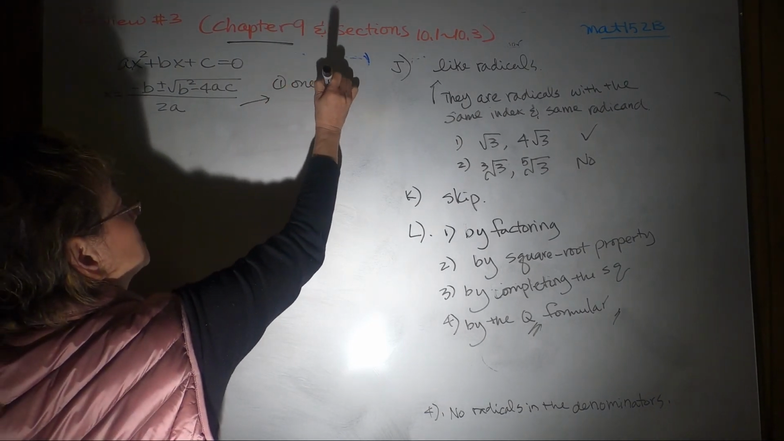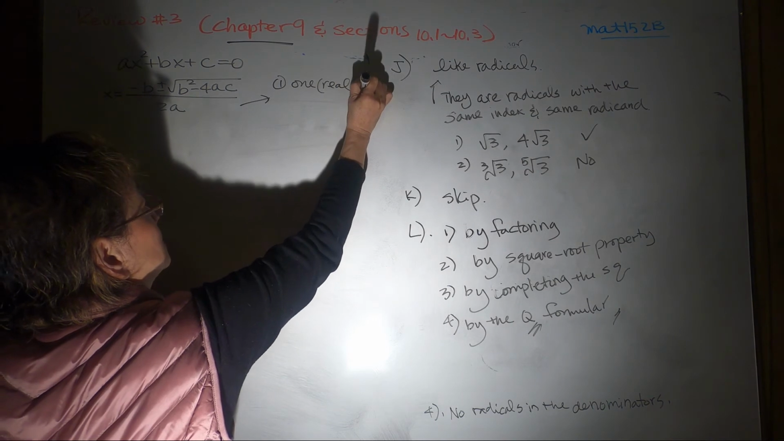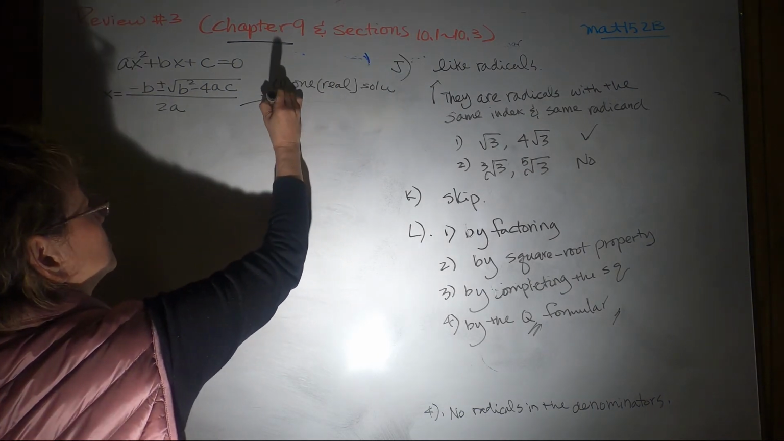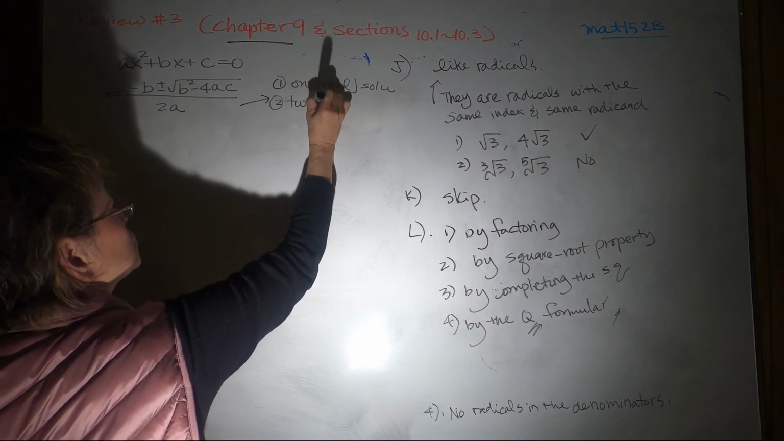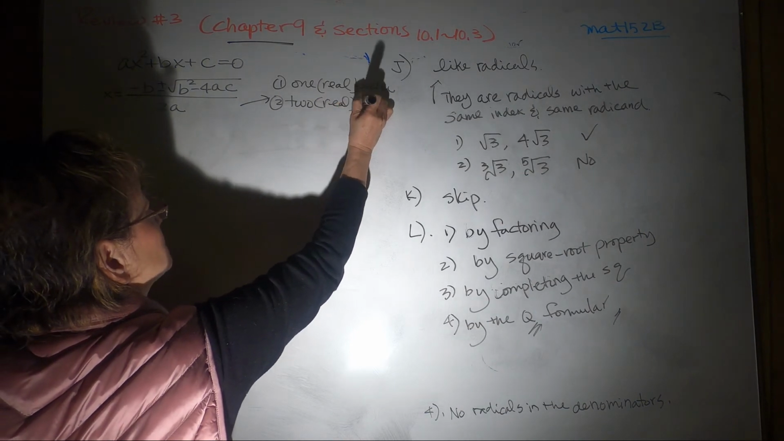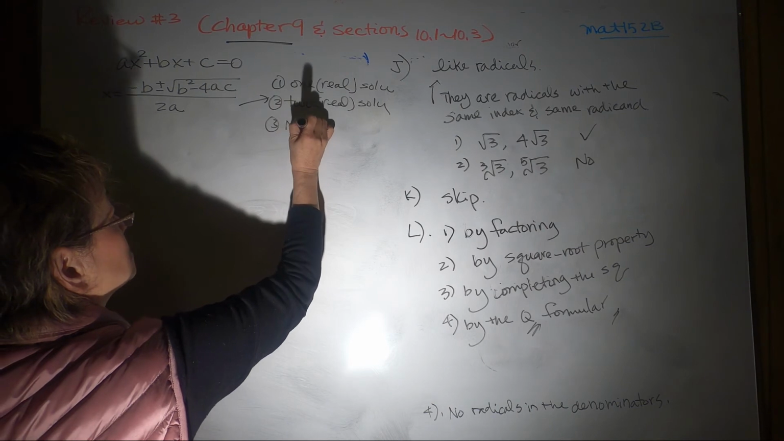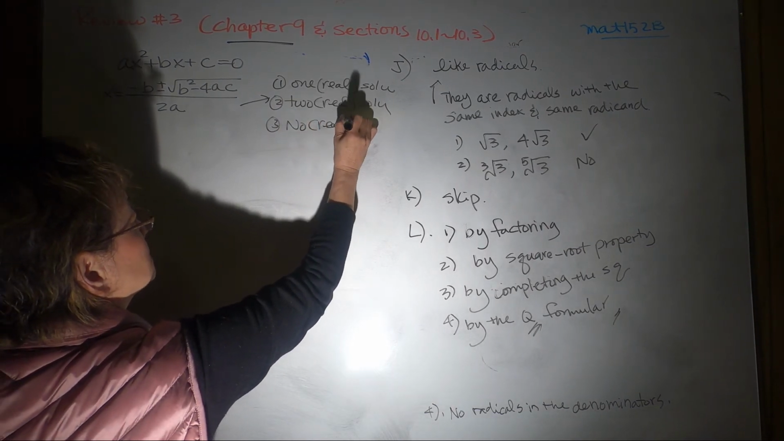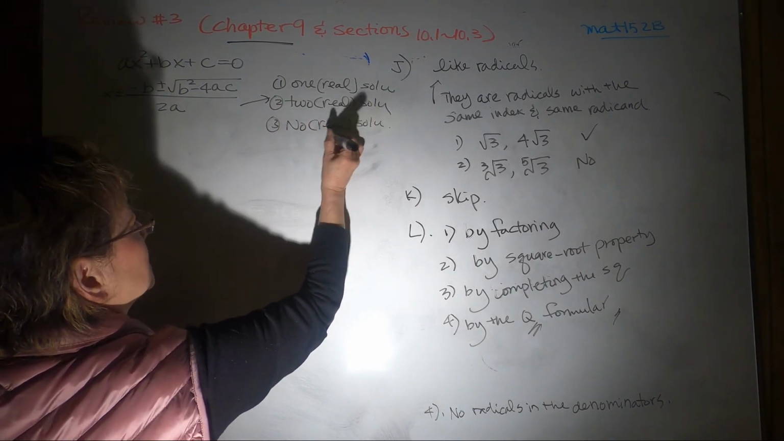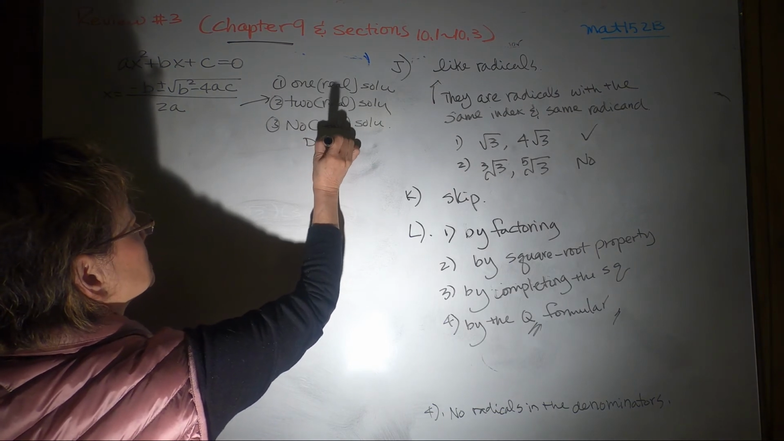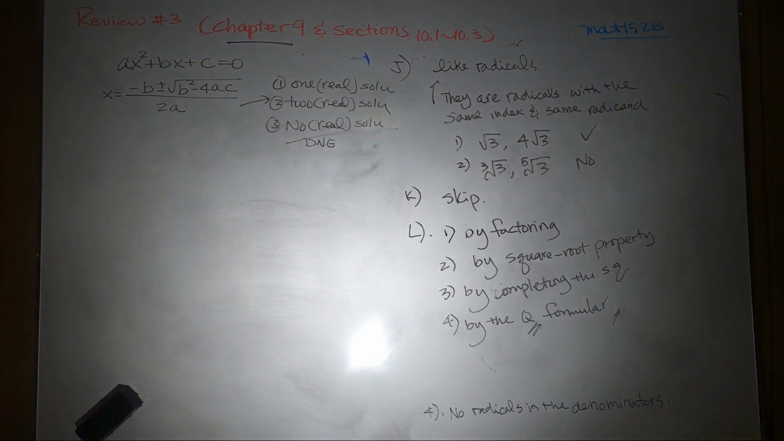One solution, that's a real one, right? Then you might have what? Two solutions, two real ones. Okay, then third one is what? No real solution. Or doesn't exist, right? We have three conditions. Then you can plug in, actually solve it.